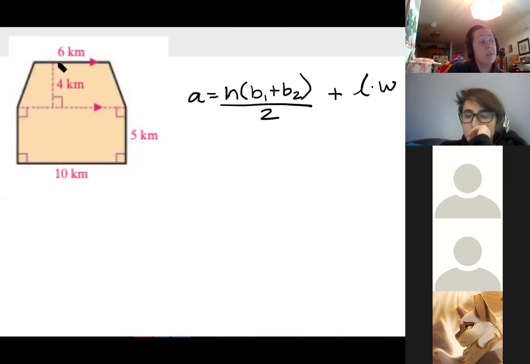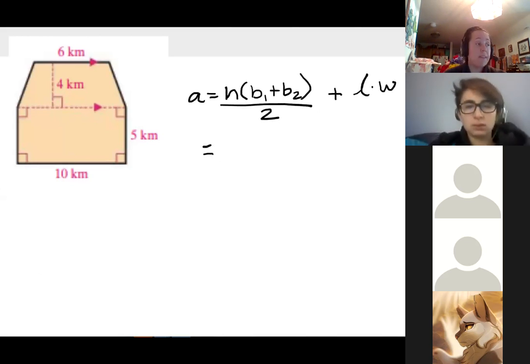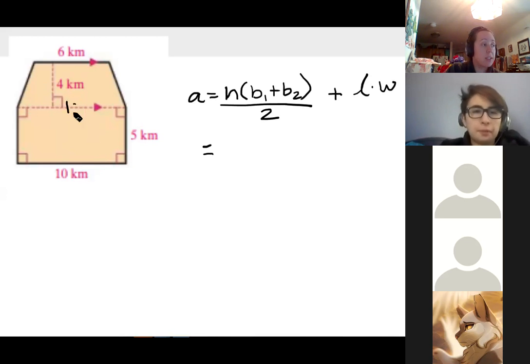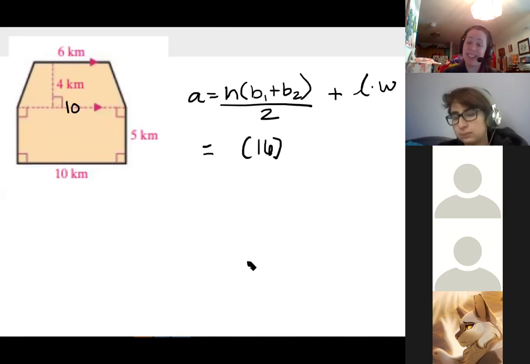So what are the 2 bases that I would add together for the trapezoid? What are the values of the two bases? 6 and 10. Yeah, if this is 10, this side is 10 as well. Good. So 6 plus 10 gives me 16. And then what's my height I would be dealing with? 5. That's for the rectangle. I'm so glad you said that, because that's what people do, is they get confused on what goes where. So that's a 4. Good.